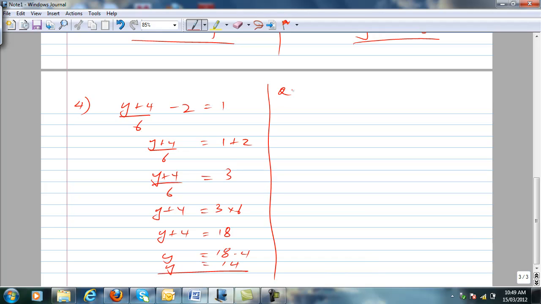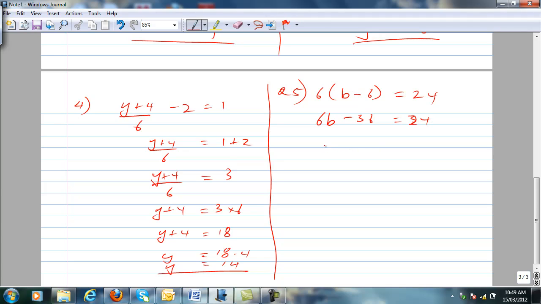Question 5. We've got 6 into b minus 6 equals 24. We've got a bracket. We need to expand that first. So 6 times b is 6b. 6 times -6 is -36. Sorry, that's 24.